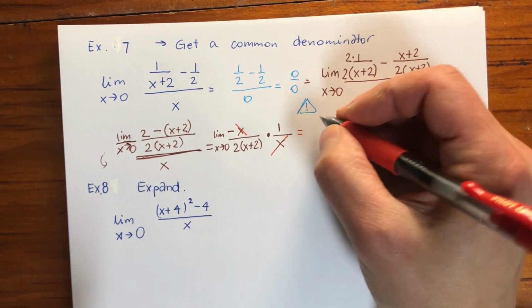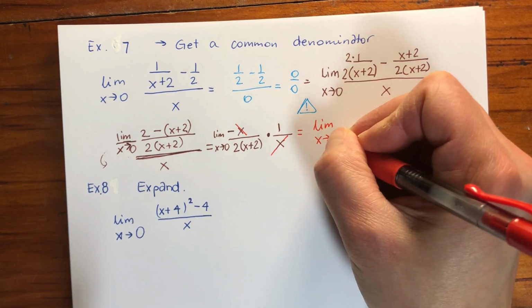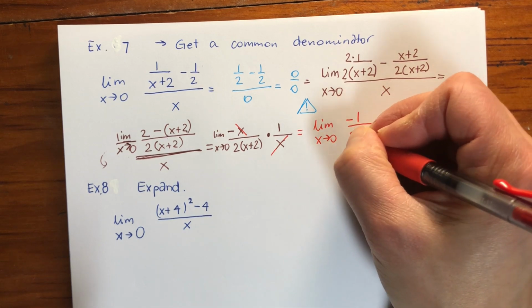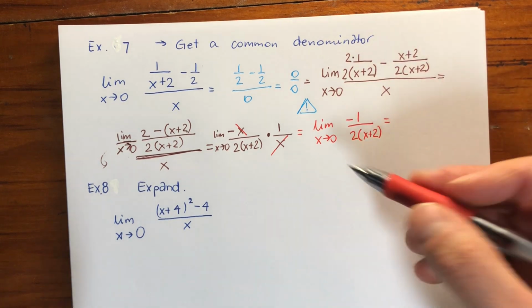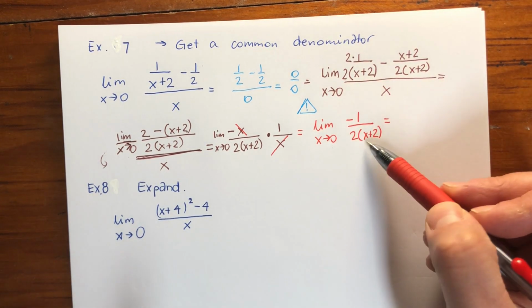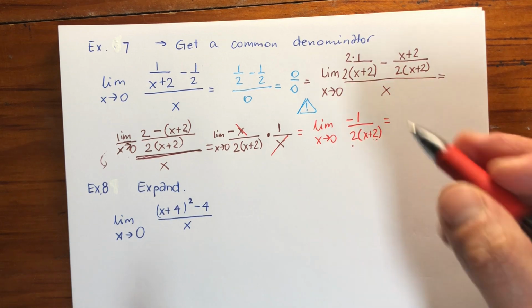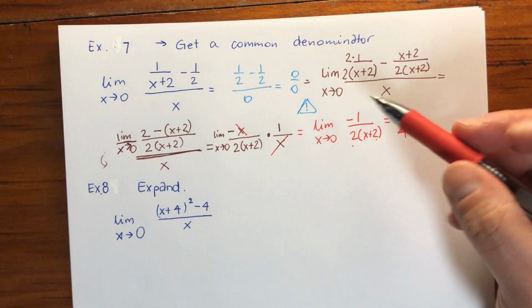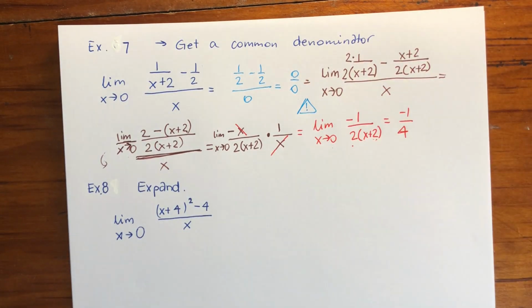Now, I am going to write down what I have because I want this to be clear. I have negative 1 over 2x plus 2. And now can we plug in 0? Let's see. 0 plus 2 is 2. 2 times 2 is 4. And negative 1 over 4 is my limit. So notice I wasn't able to find it at first, but then I did some magic and I was able to find it after.